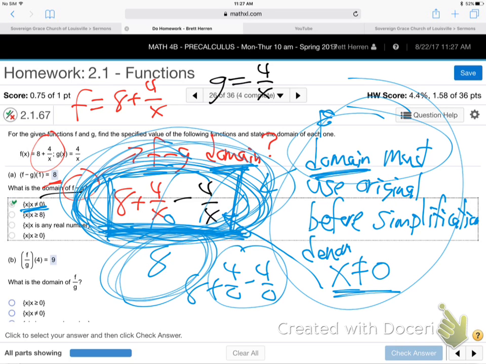So look at the original setup. Look at the original setup for domain. That's just for domain. So for domain, you've got to look at the original setup to answer the question.